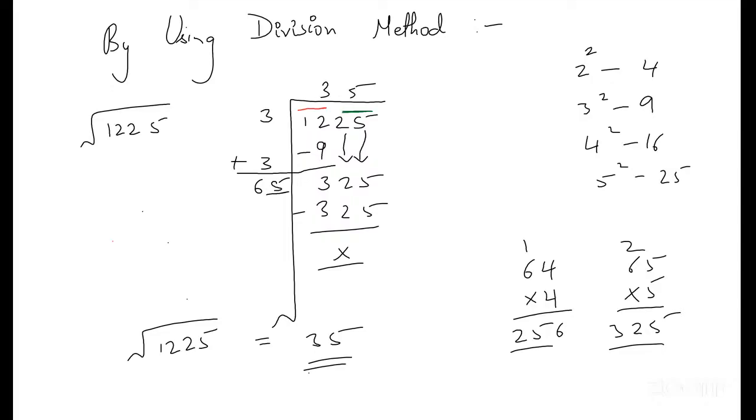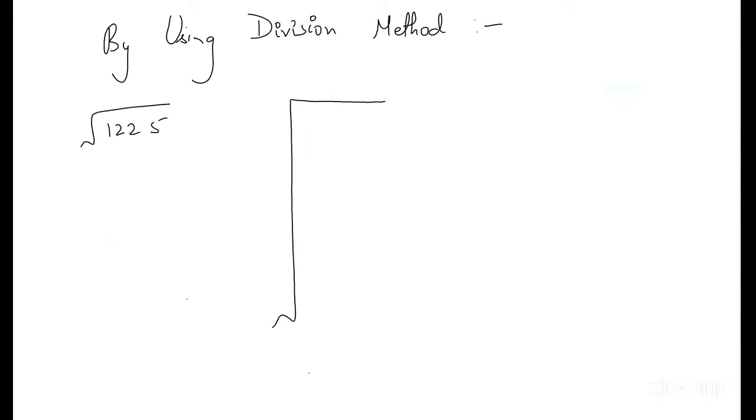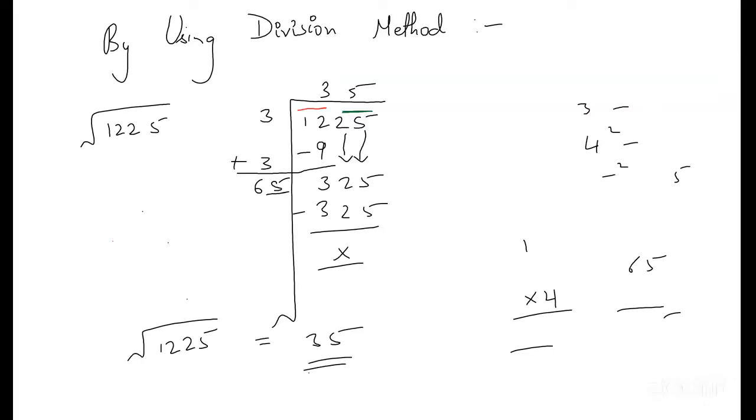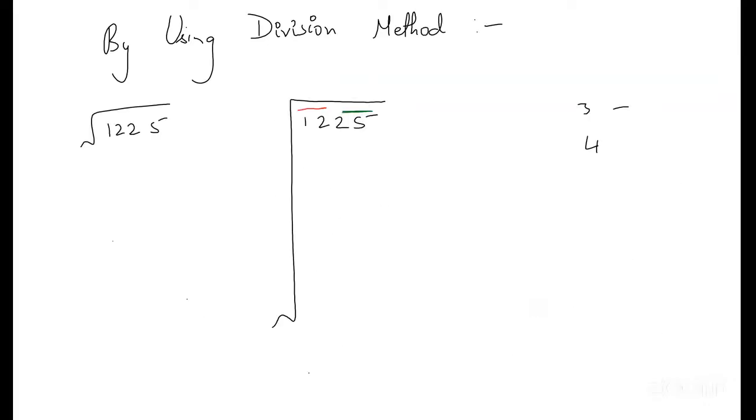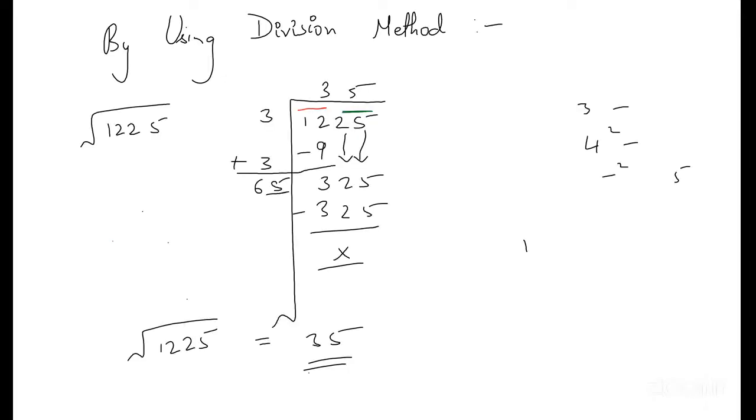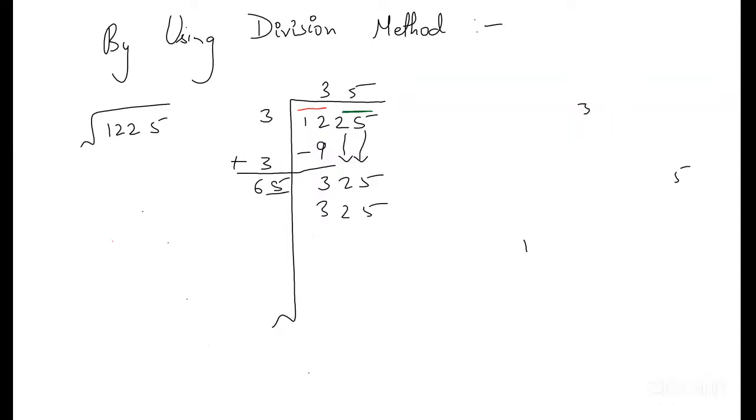Understood? One more I will explain. Ma'am, but how did you get? Say one by one. Yes, Emma. Ma'am, how did you get 35 on the top?